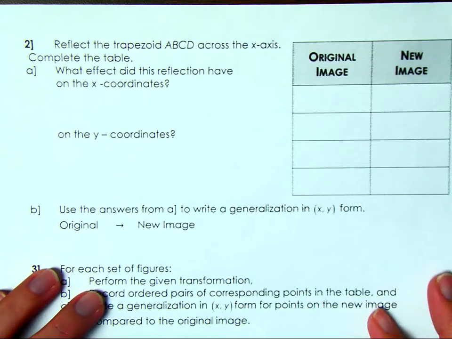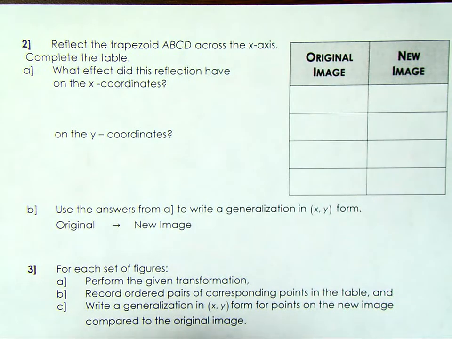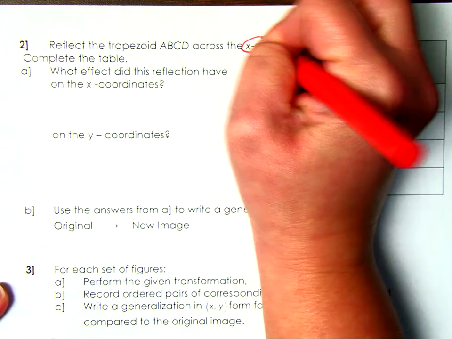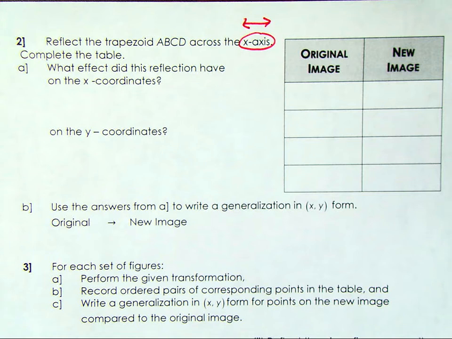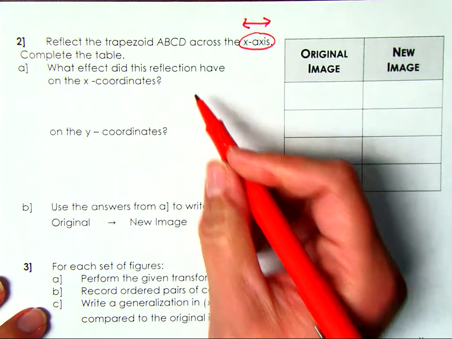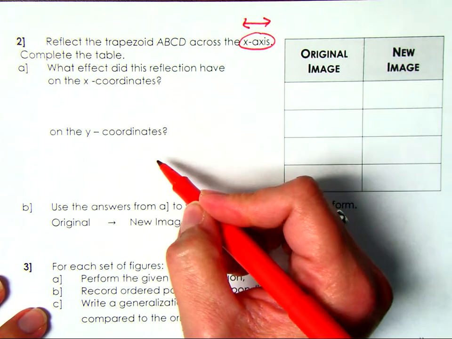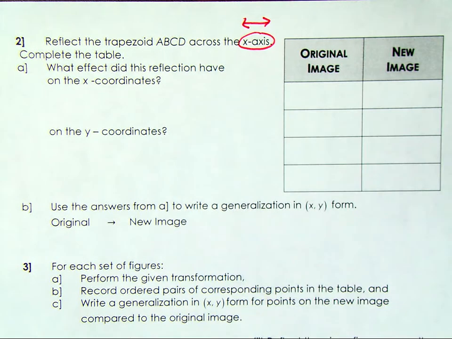Okay, let's look at the second part. We're going to use that same table here in a minute. So now it says reflect the trapezoid ABCD across the x-axis. So now I'm going on the x-axis. Remember, the x-axis is horizontal, so that's from right to left. What affected the reflection how on the x-coordinates and then the y-coordinates, and then we're going to write a rule.